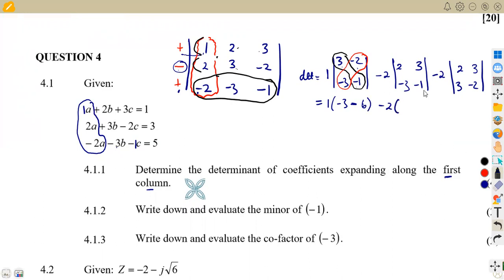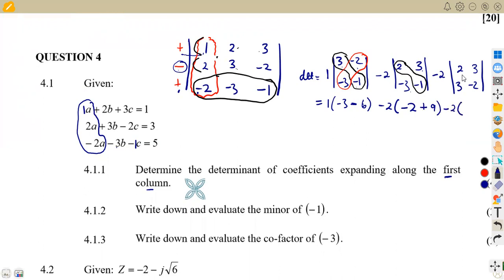We do the same thing. Our major diagonal here is 2 and minus 1, so 2 times minus 1 is minus 2. Minus, we move on here, is 3 times minus 3, which is minus 9. So minus and minus is a positive, so it's going to be plus 9.